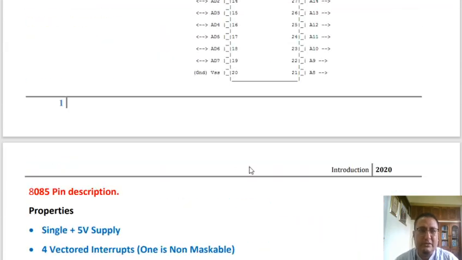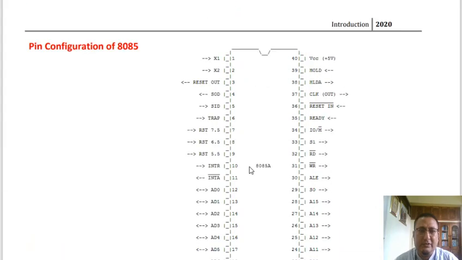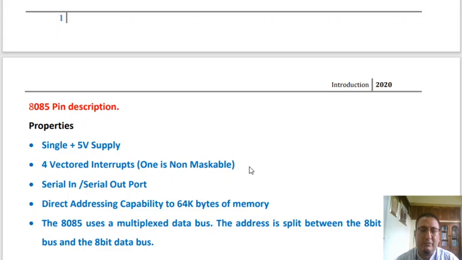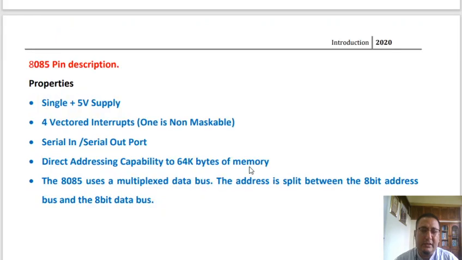In today's class, we've discussed that the 8085 has 40 pins. Across the 40 pins, we have signals being communicated to and from the microprocessor. We have also come across the properties of the 8085 microprocessor: it requires plus 5 volts, it has 4 vectored interrupts, it has a serial input and output port, it has a direct addressing capability of 64 kilobytes, and it uses multiplexed address data lines.